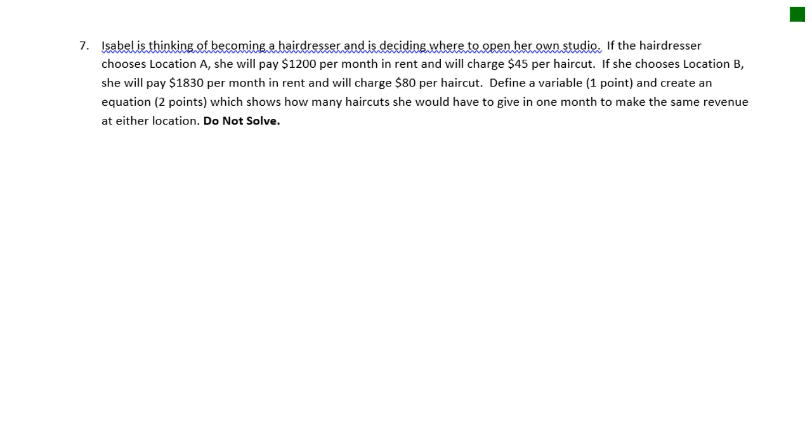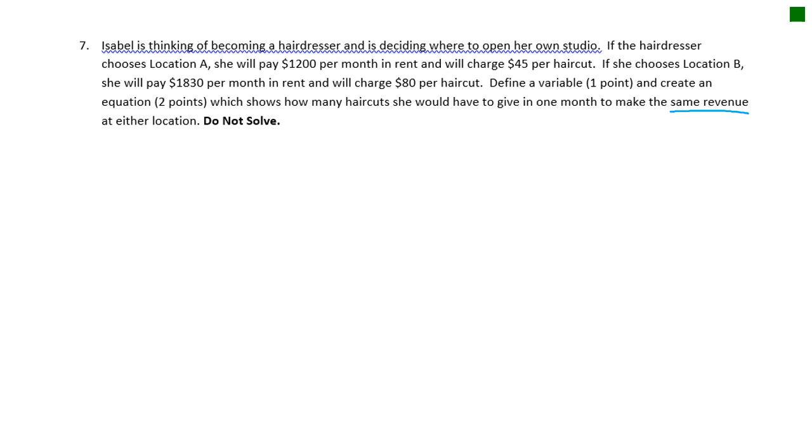All right, number 7. It says Isabel is thinking of becoming a hairdresser and is deciding where to open her own studio. If the hairdresser chooses location A, she will pay $1,200 per month in rent, and she will charge $45 per haircut. If she chooses location B, she will pay $1,830 per month in rent and will charge $80 per haircut. Define a variable, 1 point, and create an equation, 2 points, which shows how many haircuts she will have to give in 1 month to make the same revenue.